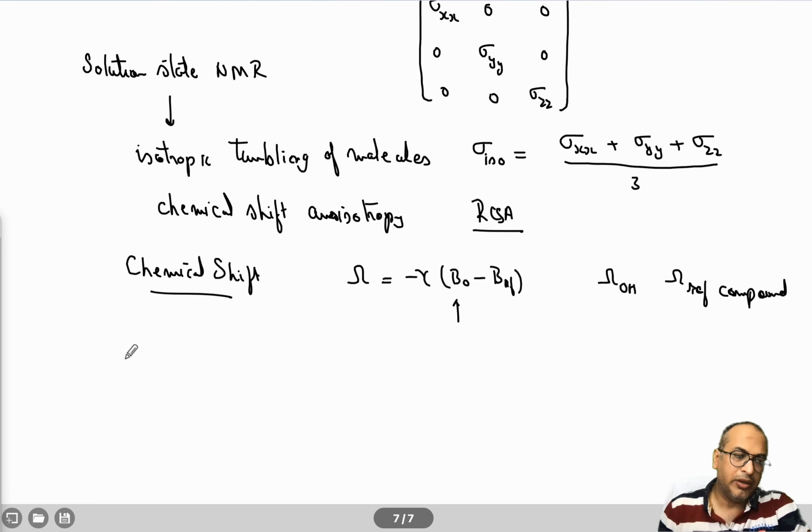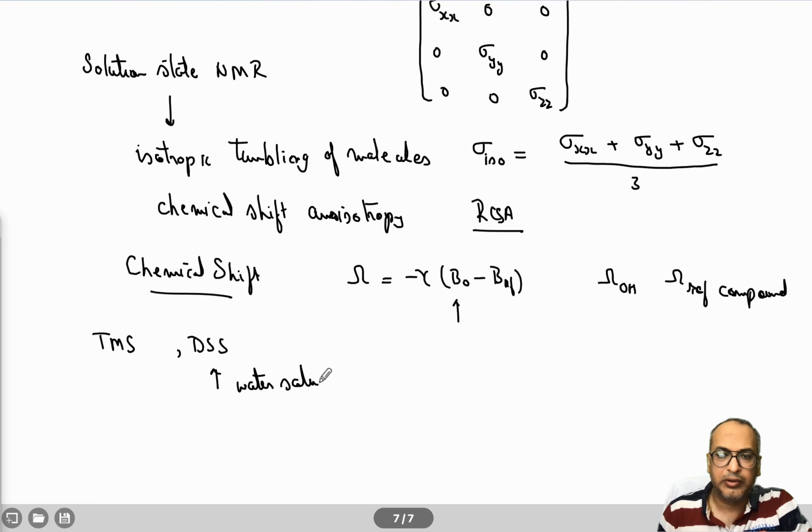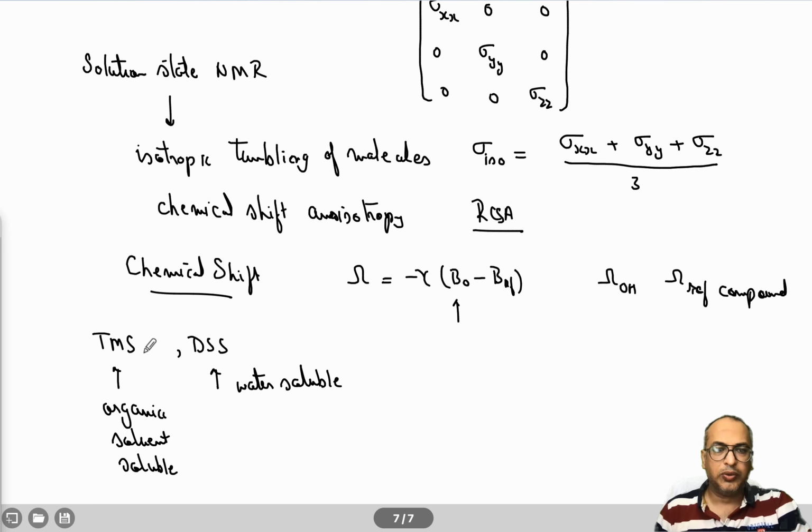So for example, in most of the samples, you will see we add tetramethylsilane, or we also add another compound called DSS. This is water soluble, and this is mostly organic solvent soluble. Okay. So these compounds are added because their protons have maximum electron density around them as compared to regular compounds.